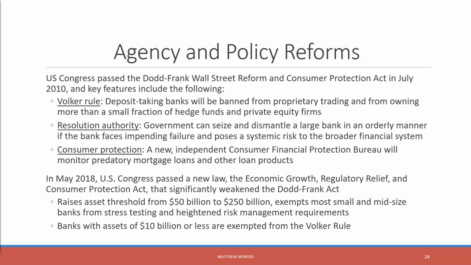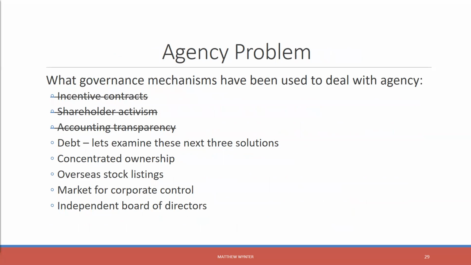In 2018, a lot of these rules were dialed back by the Economic Growth, Regulatory Relief, and Consumer Protection Act that basically weakened the Dodd-Frank Act. So it raised the threshold from 50 billion to 250 billion to determine banks that were basically too big to fail. And it said that banks with assets of 10 billion or less are going to be exempt from the Volcker Rule. So it kind of weakens a lot of these restrictions. The main takeaway is that yes, we can have accounting transparency, and we can even have laws that are put in place to make accounting transparency more important, but it's still limited.